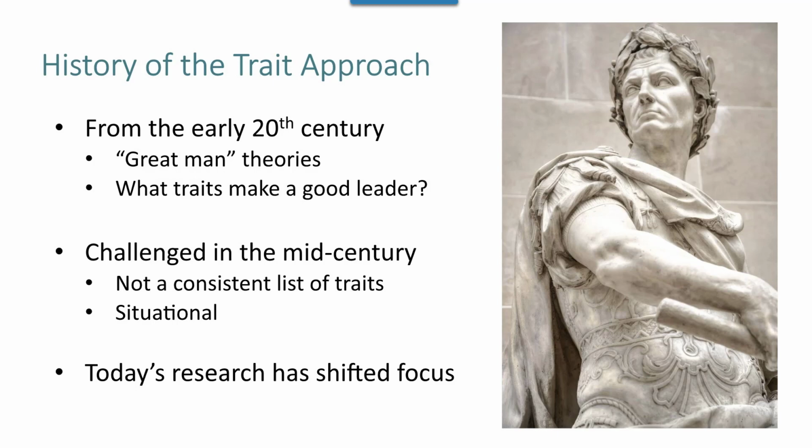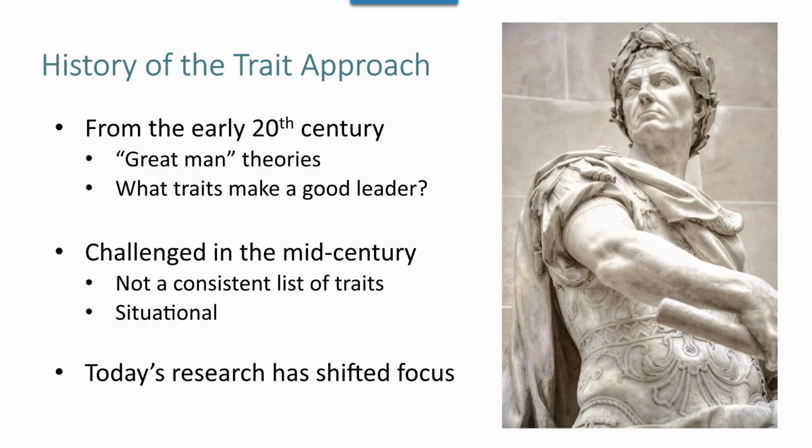So what did early trait approach research focus on? They looked at physical and psychological features to see which ones were associated with leaders. For example, they asked, were leaders tall? You might think of the jokes about Napoleon here. Other examples might be, were great leaders old? Were they smart? Were they outgoing?